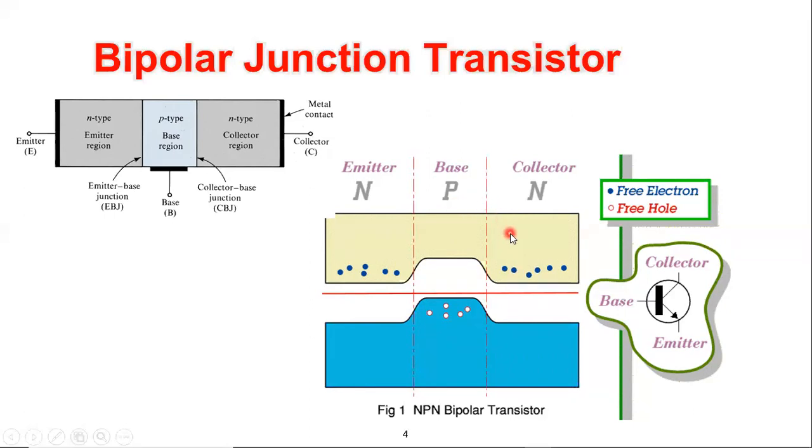So at steady state, no electrons will be able to move, either from the collector or from the base or from the emitter. No majority carrier will move, and we will have a depletion region.